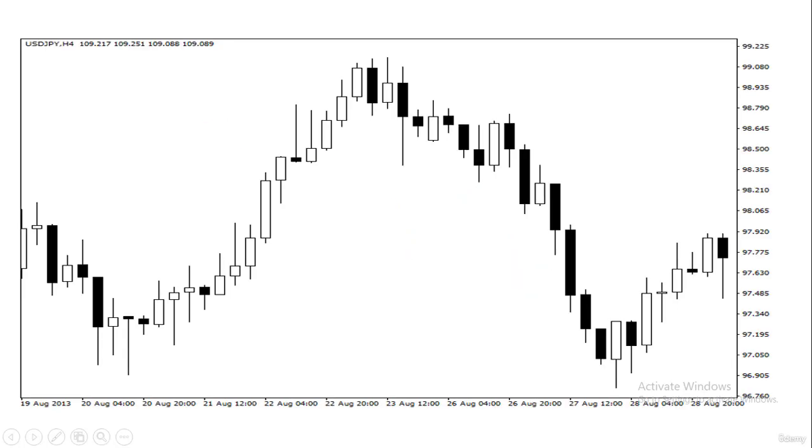Let's see the real chart example. This is the USD JPY 4-hour chart. You will notice that when the engulfing candlestick pattern has formed on top of a price action chart, you can see that the bearish candle has fully covered the previous bullish candle. This is the bearish engulfing candlestick pattern.